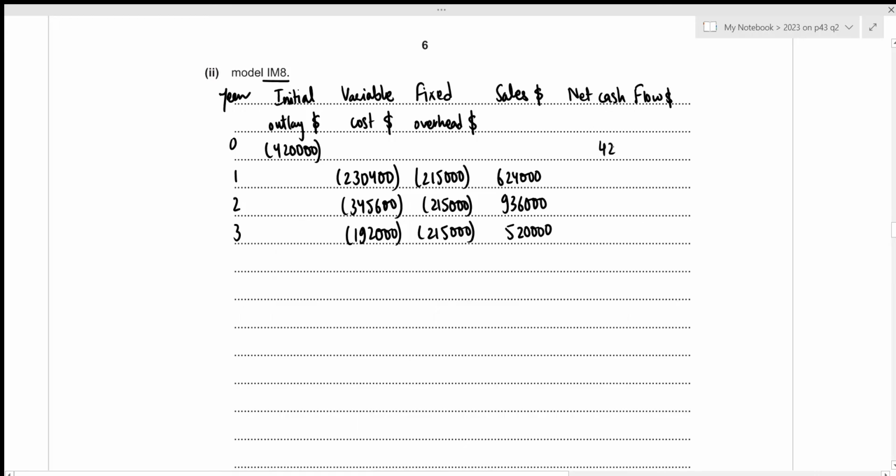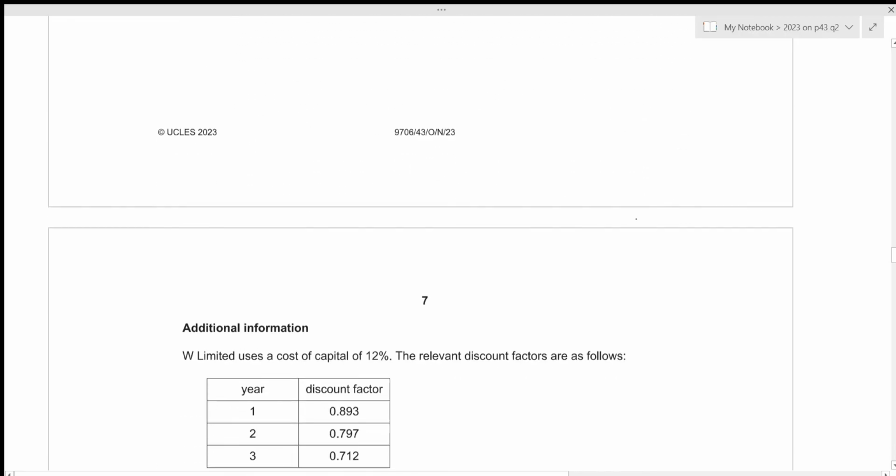So for year 0, that will be negative 420,000. For year 1, that will be minus 230,400 minus 215,000 plus 624,000, which results in 178,600. For year 2, that will be minus 345,600 minus 215,000 plus 936,000, which results in the value of 375,400. For year 3, that will be minus 192,000 minus 215,000 plus 520,000, which results in the value of 113,000. This concludes the first part.